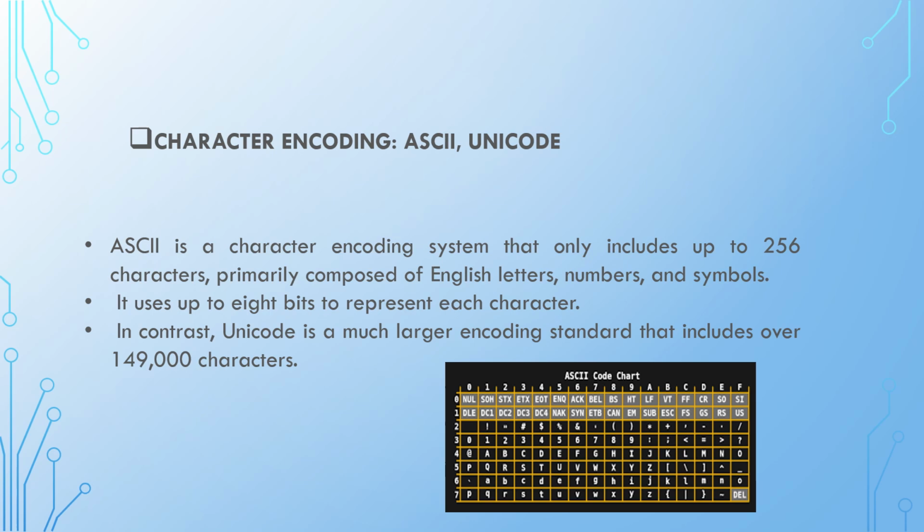Next, character encoding: ASCII and Unicode. ASCII is a character encoding system that only includes up to 256 characters, primarily composed of English letters, numbers, and symbols. It used up to 8 bits to represent each character. In contrast, Unicode is a much larger encoding standard that includes over 149,000 characters.